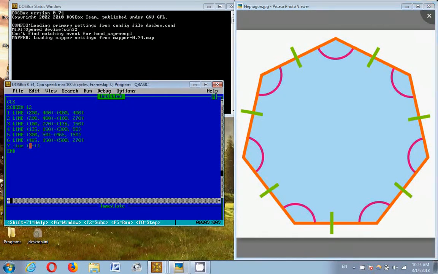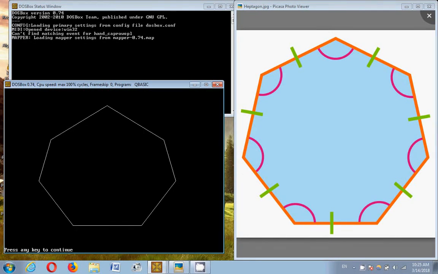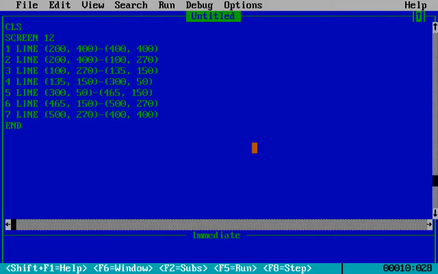So first will be 400, 400, or wait, I can directly write it like this: 500, the previous coordinate, that will be easier for you, then 400, 400. I hope this works. And yes, let me give you a full screen preview. This is the heptagon which we have made, and you can take a look at the code once.